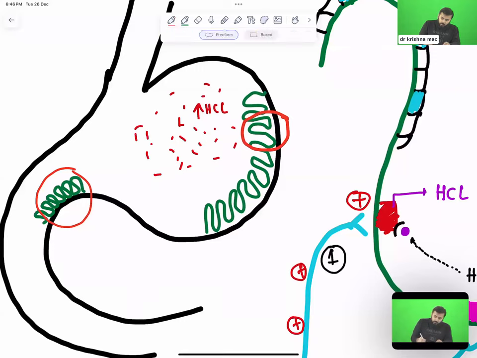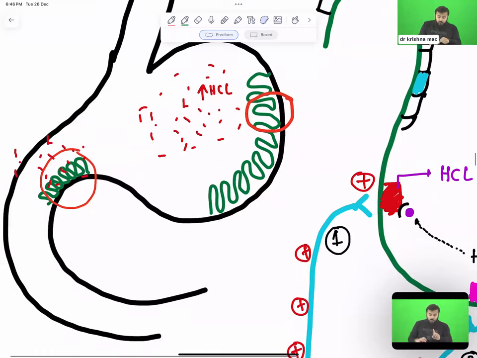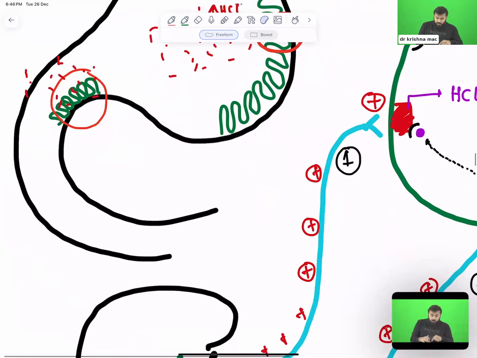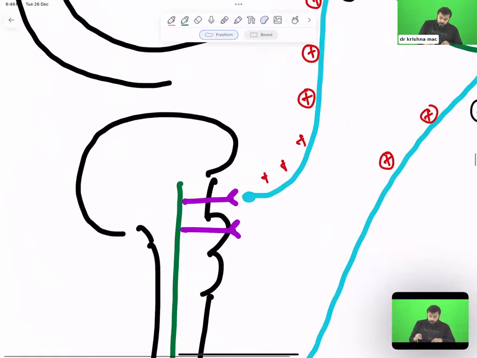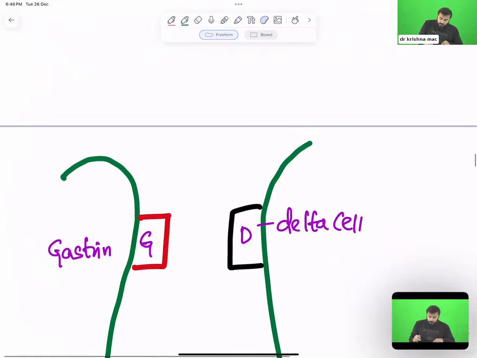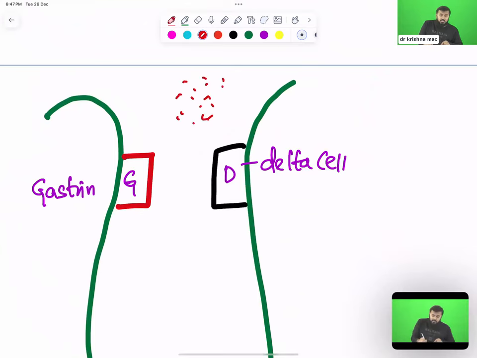So this excess HCl, whatever is there over here, don't you think this excess HCl will float all the way down to the duodenum here? It will float down till the duodenum. Yes or no? See, it is coming and floating down till the duodenum here. What is this that is floating down? Excess amount of HCl. This excess amount of HCl will slightly activate your delta cells. It activated the delta cells.